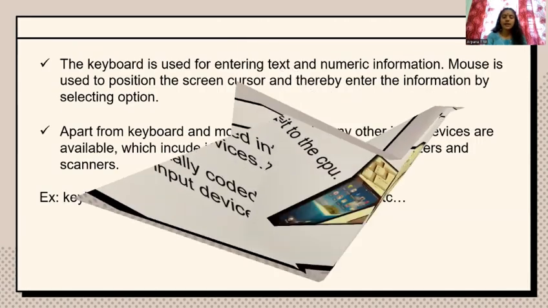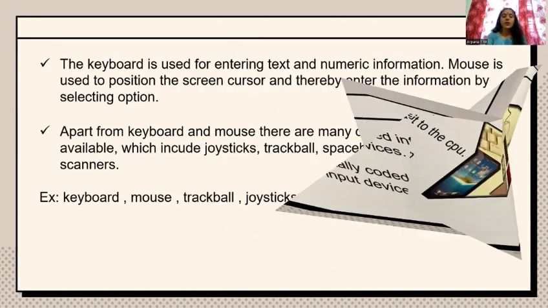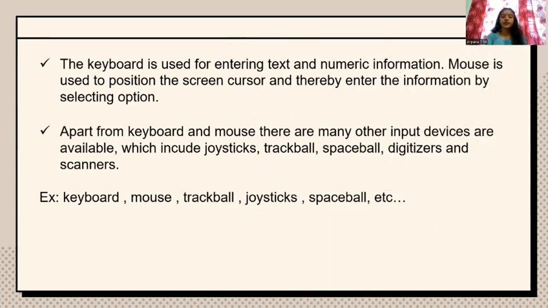The main devices are the keyboard and the mouse. The keyboard is used for entering text and numeric information, but the mouse is used to position the screen cursor and thereby enter information by selecting an option. Not only the keyboard and the mouse, there are many other input devices available, like joysticks, trackball, spaceball, digitizers, scanners.